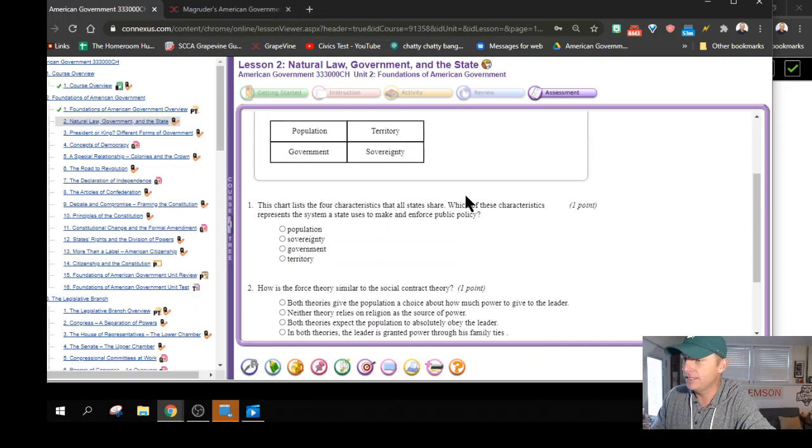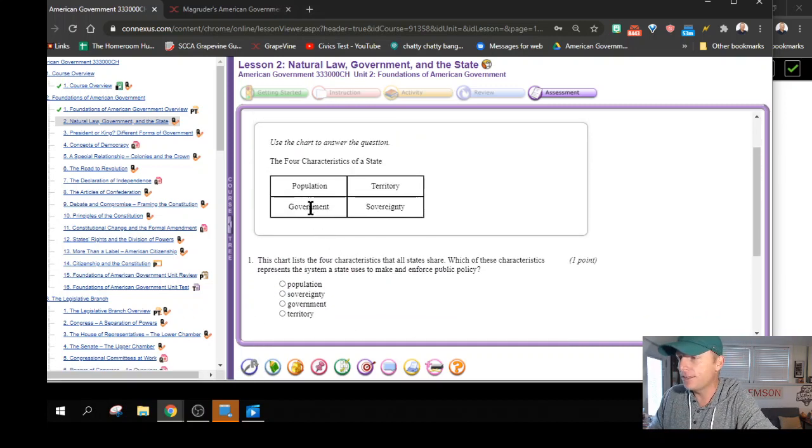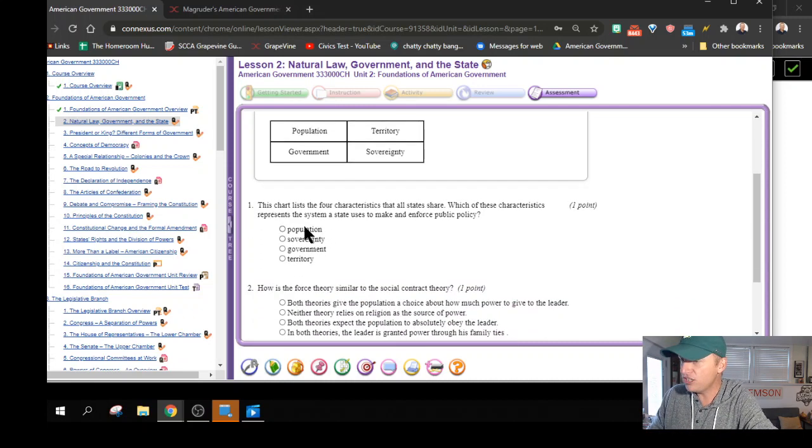Sam Gault is taking this assessment. That's me. All right, the four characteristics of a state: population, territory, sovereignty, government. This chart lists the four characteristics that all states share. Which of these characteristics represents the system a state uses to make and enforce public policy? Well, it's not population. We know that. It's not territory. We know that. So it's really between sovereignty and government.